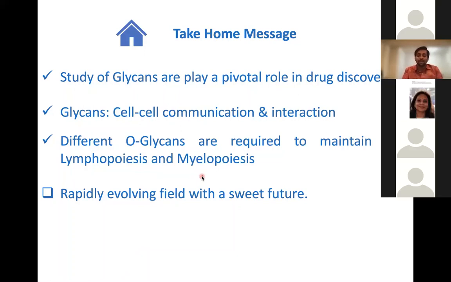And glycobiology is actually a very rapidly evolving field with a sweet future, because there are lots of things that have not been done yet, and it requires more time, more funding, more grants to study in depth all these glycans' roles.